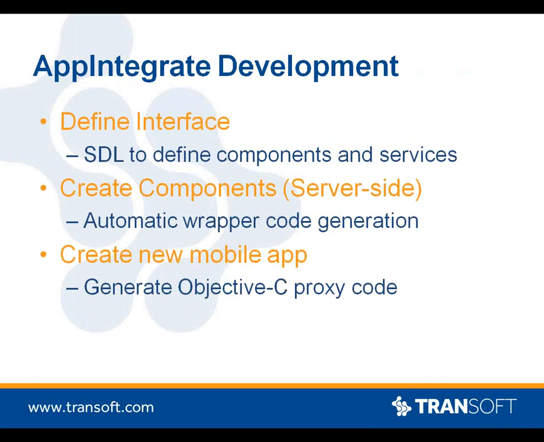So just to recap our development process, the thing about the App Integrate development process is we always define the interface first. We use our SDL to define the components and services and our test data as well, so we can test our front end in isolation to the back end. We create our components through the wrapper code, or indeed through SQL statements, or through scripted access to terminal emulators, but obviously I've shown you the COBOL stuff today. And we generate our mobile app generating Objective-C proxy code, and then we can weave that into our application. Obviously Objective-C is not the only solution. I've shown in a previous webinar using HTML5, and we're working on Android libraries as well.